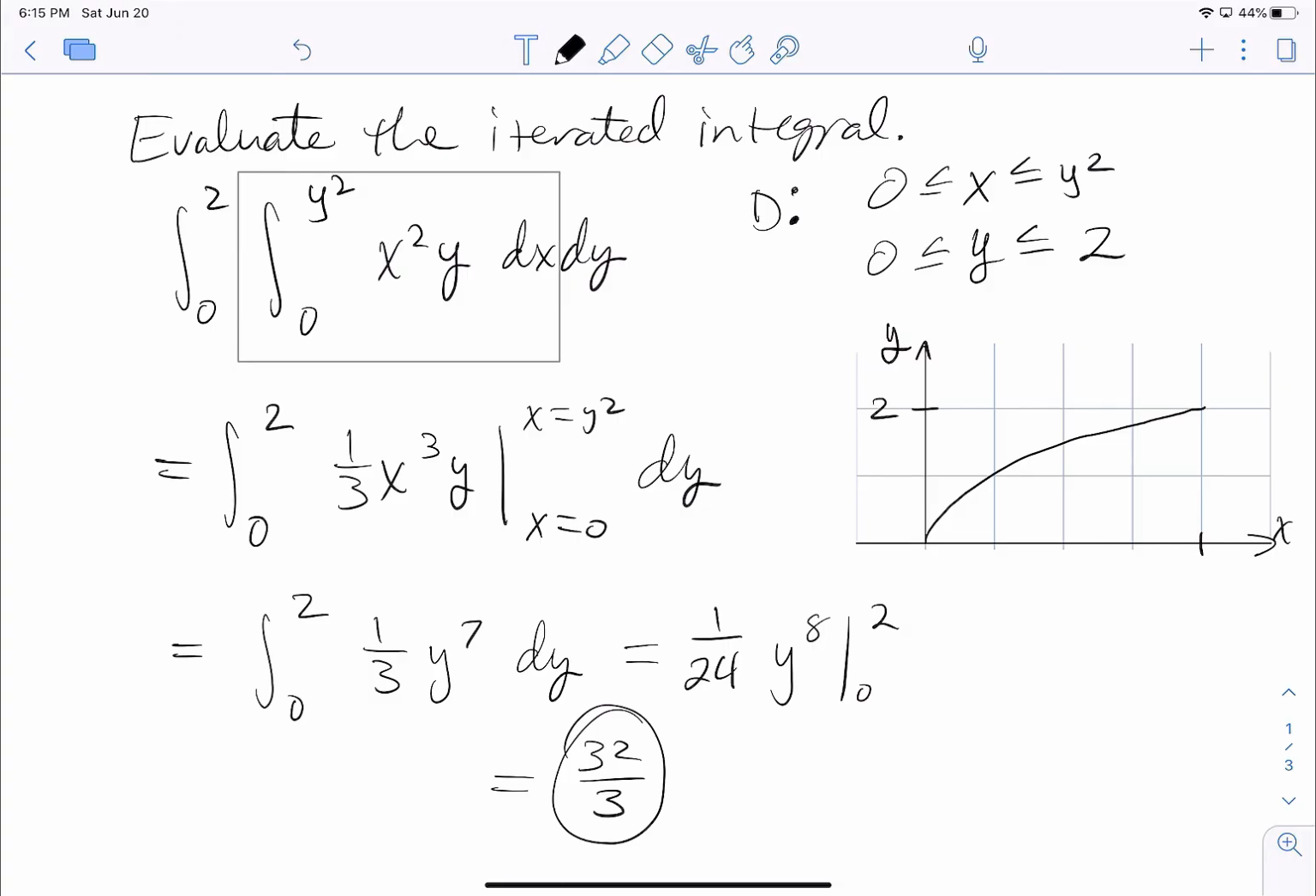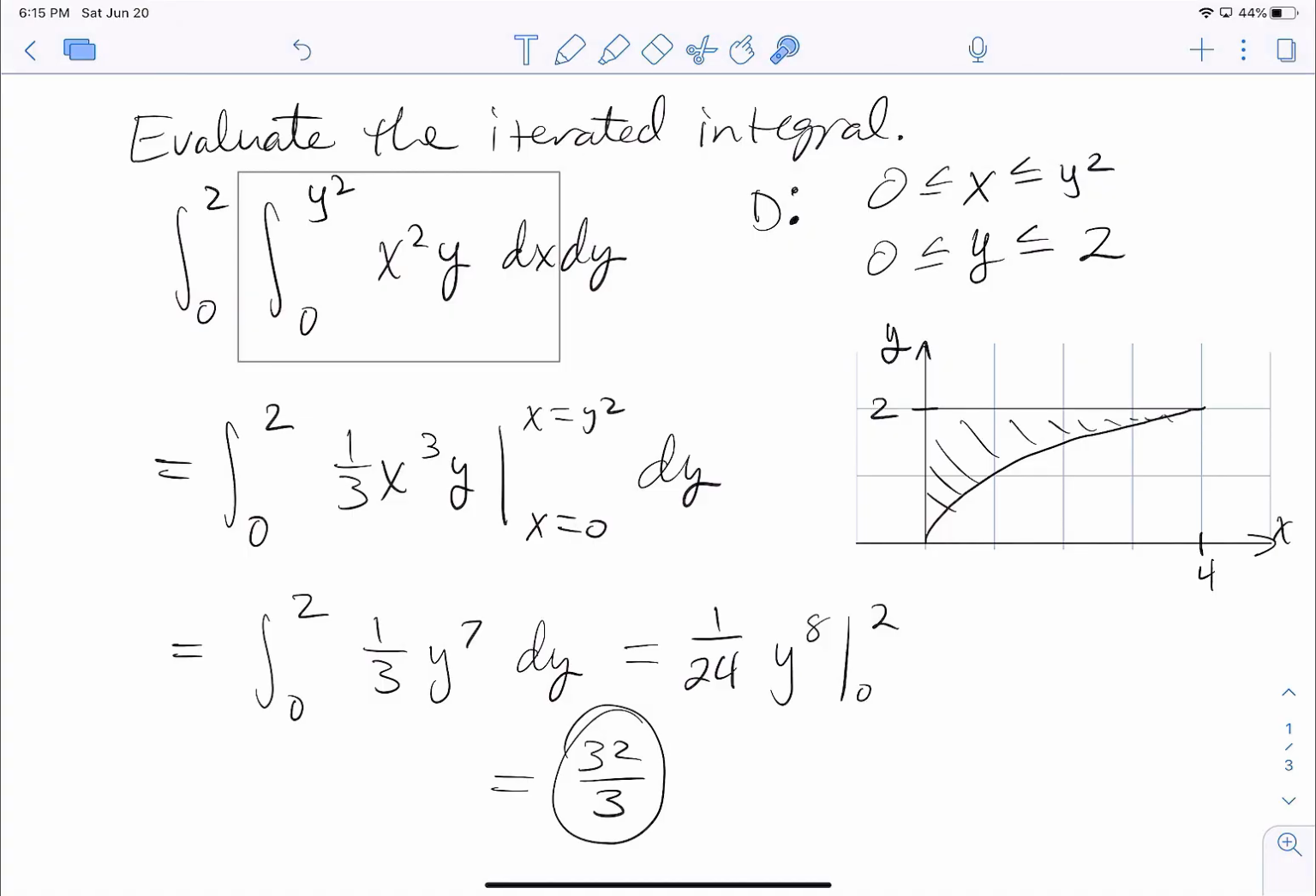That'll mean that x goes from 0 to 4, and now we have to decide, is it going to be under the curve touching the x-axis or above the curve touching the y-axis? Well, x is going from 0 to y squared, so x starts at the y-axis and then goes to y squared. So we're looking at the region above the curve along the y-axis.